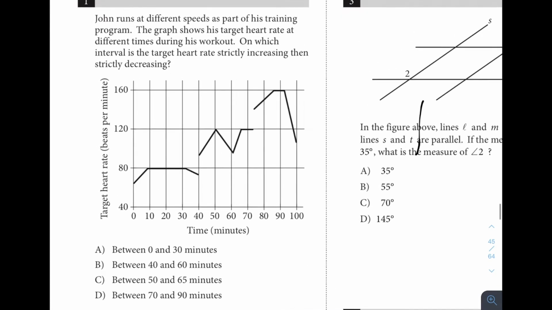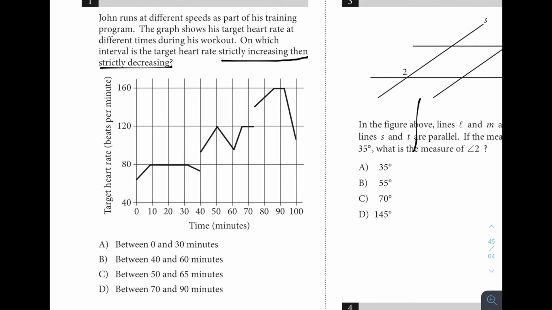The first question says, John runs at different speeds as part of his training program. The graph shows his target heart rate at different times during his workout. On which interval is the target heart rate strictly increasing, then strictly decreasing? So let's look at the answer choices and check.